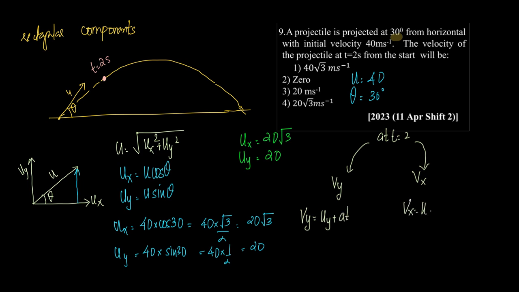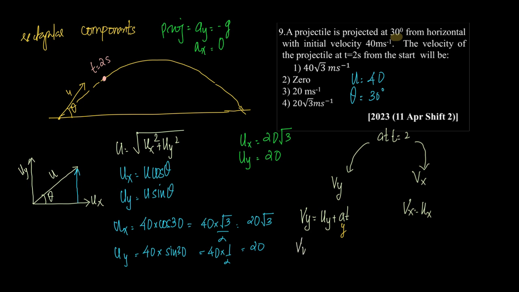Vx would be equal to ux plus at. Now uy plus ayt and ux plus axt. So now we know that for the projectile motion, the acceleration along the y direction is minus g, and there is no component of acceleration along the x direction, which means the term ax is equal to 0. Therefore, we don't have this term here. What is ay? Ay is minus g.